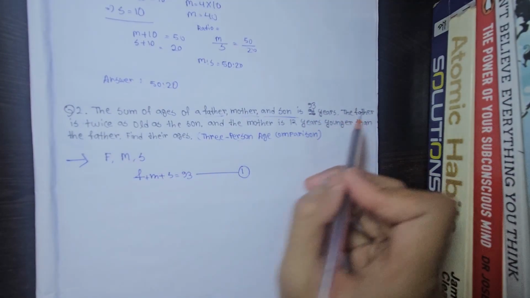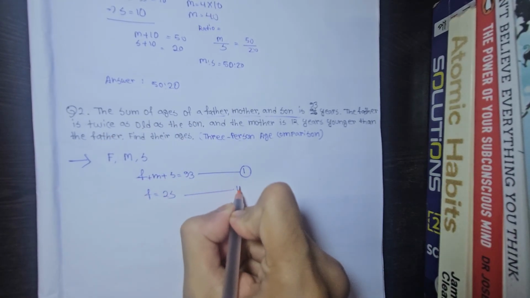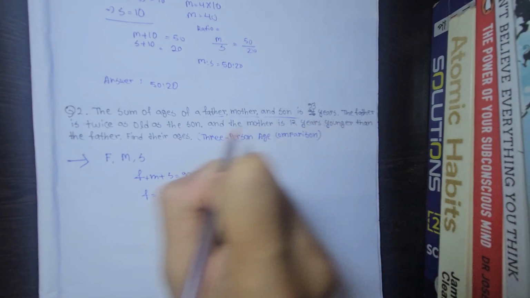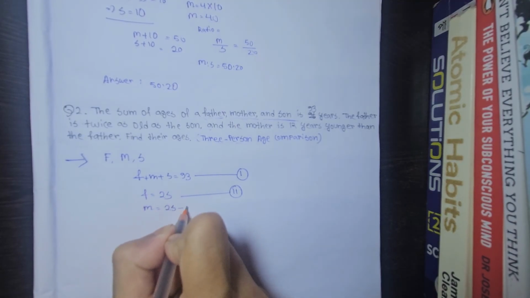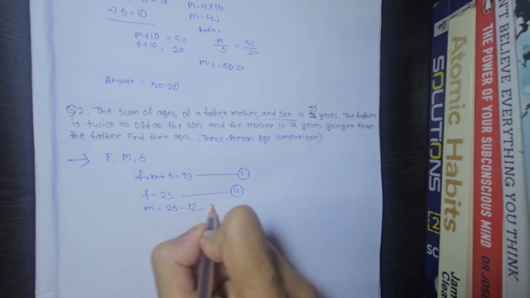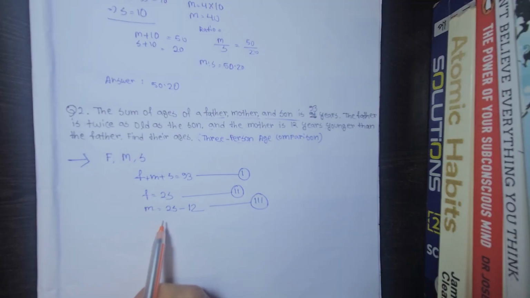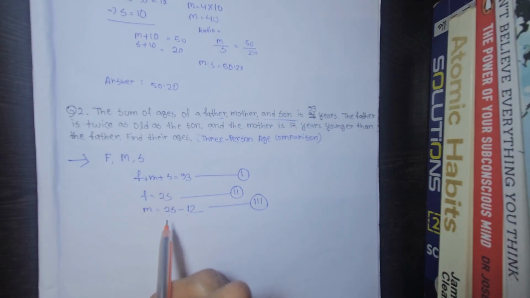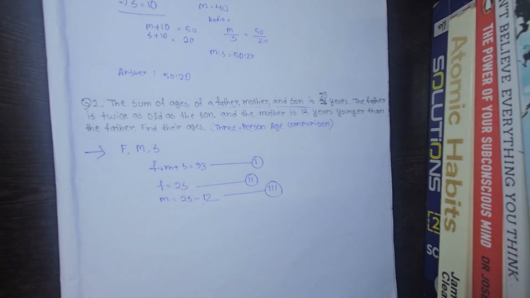Now what further they have given: they said the father is twice as old as his son, so we can write f equals 2s, equation number 2. And the mother is 12 years younger than the father, so since father is 2s, we can write m is 2s minus 12. We could also write f minus 12, but it is useless because we know the value of f, so we'll directly put the value of f, which comes to 2s minus 12.